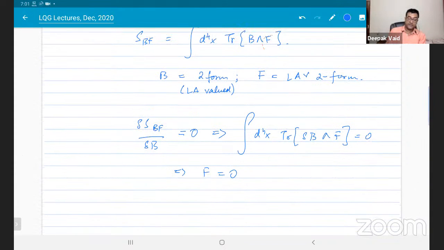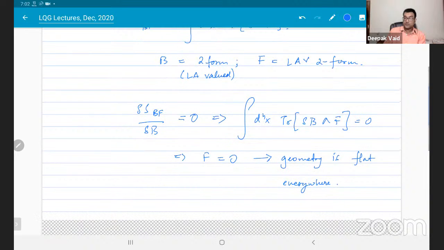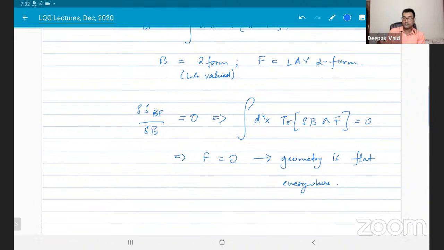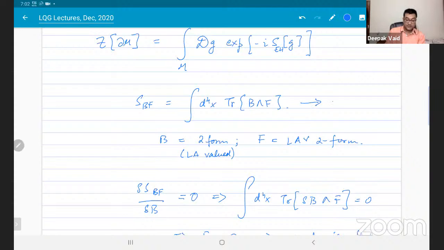Now, if you identify this F as the curvature tensor of some connection which is living in your space-time, like the Ashtekar-Barbero connection, right? Then this implies that your geometry is flat everywhere, right? So you don't get any local degrees of freedom, right? So this just becomes a topological theory, right? So this is a topological field theory. Okay.